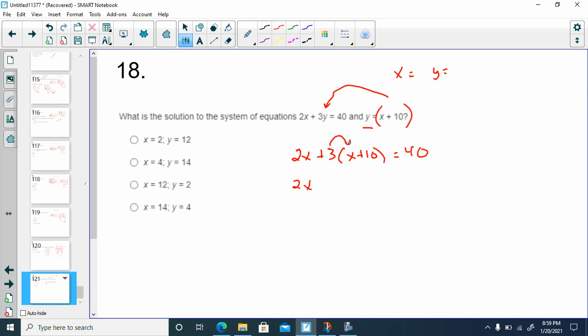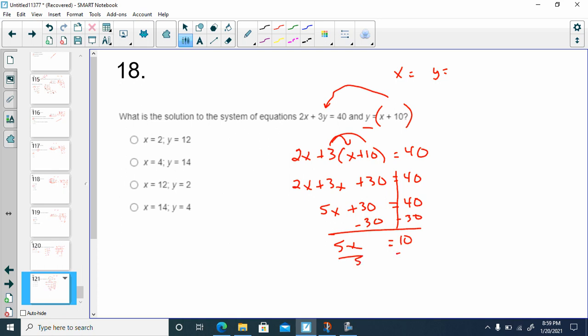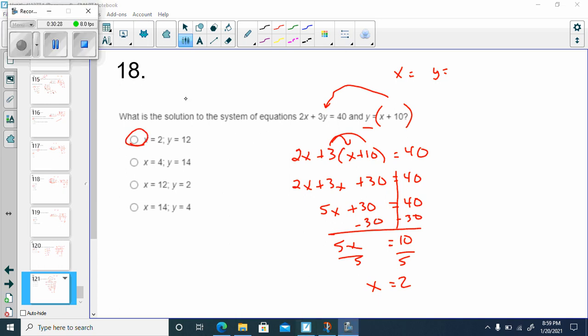2x plus 3x plus 30 equals 40. Collect your like terms. 2x plus 3x is 5x plus 30 equals 40. Subtract 30 from each side, and I get 5x is equal to 10. Divide both sides by 5. X is equal to 2. There's only one of these that says x is equal to 2. And that's the end of the homework.